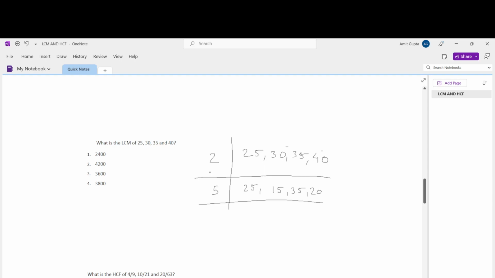And remember guys, all these numbers are prime numbers. So after 2 we will not be using 4, because if it was still divisible we would write 2, not 4. We write prime numbers on this side. So 5 5s are 25, 5 3s are 15, 5 7s are 35 and 5 4s are 20. So as we did earlier, LCM will be the product of these numbers making the L formation.